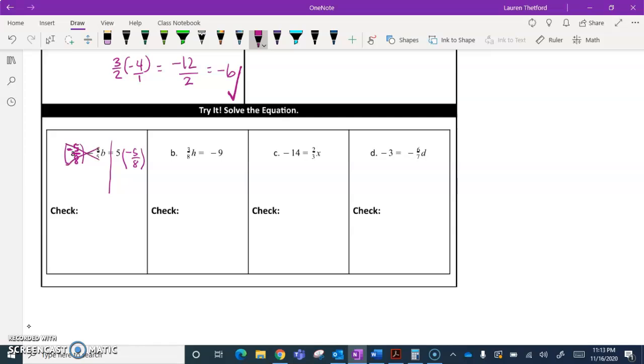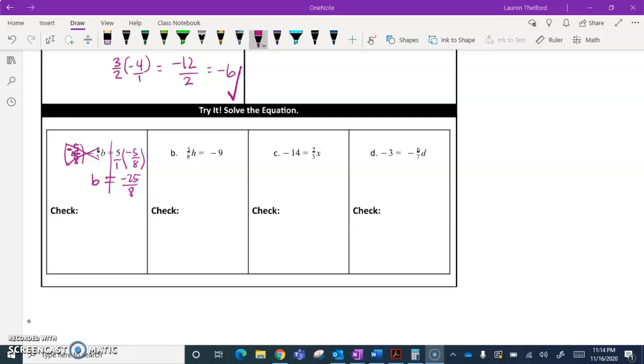These cancel, and I have b equals, and then this has a denominator of 1. 5 times negative 5 gives me negative 25. 1 times 8 gives me 8. And then now we're just going to, let's keep it as is. We can't simplify this one because nothing goes into 25 and 8.